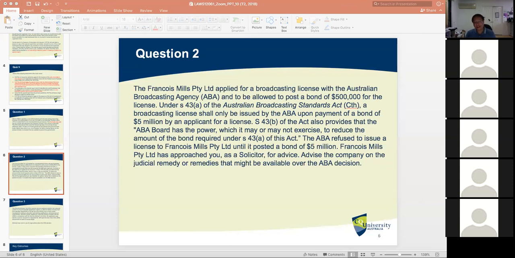Yeah, so unfortunately for that company, they don't have any judicial remedy. There is no judicial remedy because there is no error of law. And as pointed out by Karina, there is no legitimate expectation, I think that's what Karina is saying anyway, on the part of the company that the amount of the bond should be less than $5 million. It can't have that legitimate expectation because it is certainly within the power of the board to require $5 million as the bond.